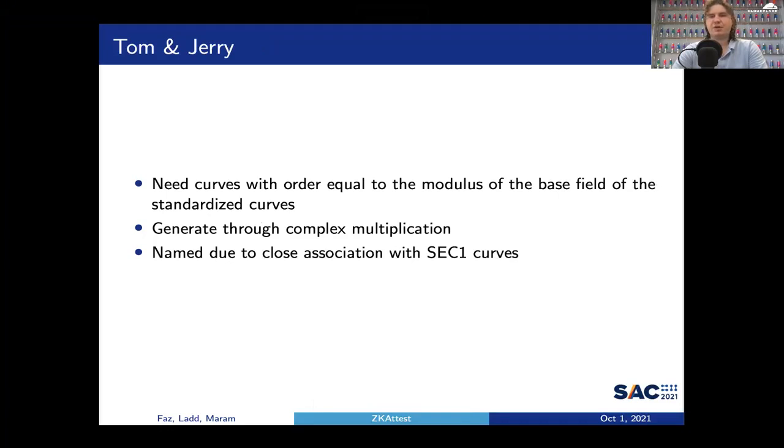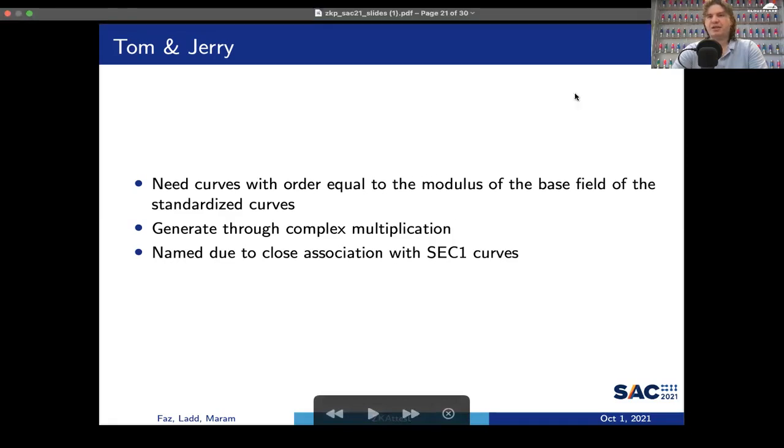This curve we call a Tom curve due to the close association to the NIST curves, which were created by Jerry Solinas. We generated these curves through the complex multiplication method as described by Bröker in his doctoral dissertation. This generation took a few minutes on the laptop I'm now speaking on.